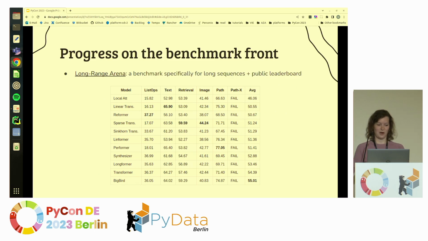So to end this blog with some good news, there is progress on the benchmark front. A while ago, Long Range Arena was released. That's a set of tasks specifically designed to evaluate on long sequences, and there's a public leaderboard comparing different model architectures. I think it's great that we have this benchmark, and I've seen people use it, but my impression is that there's people working on Long Range Arena on the one hand side, and then there's the other people working on the short benchmarks, and these communities are still pretty separated.